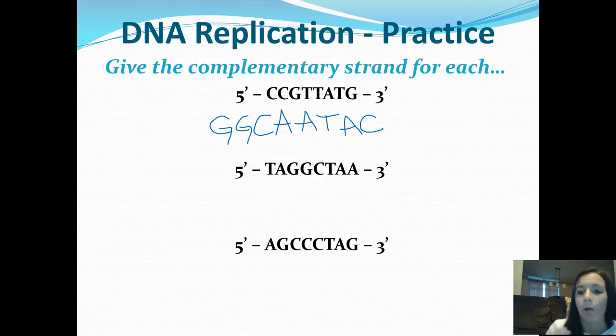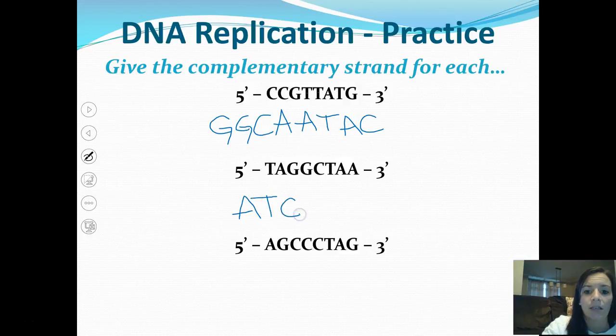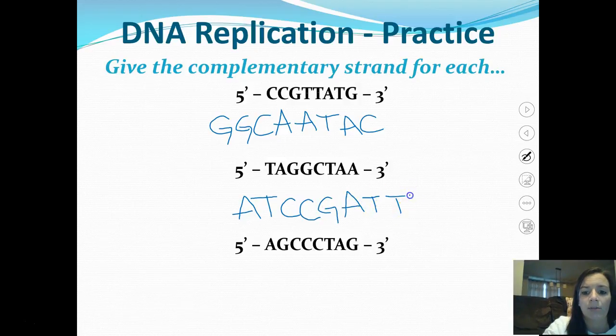Now if I were you, I'd pause it here, try to do the other two, and then push play and check your work. So for the second strand, we have T pairs with A, A pairs with T, G pairs with C, G pairs with C, C pairs with G, T pairs with A, A pairs with T, A pairs with T.